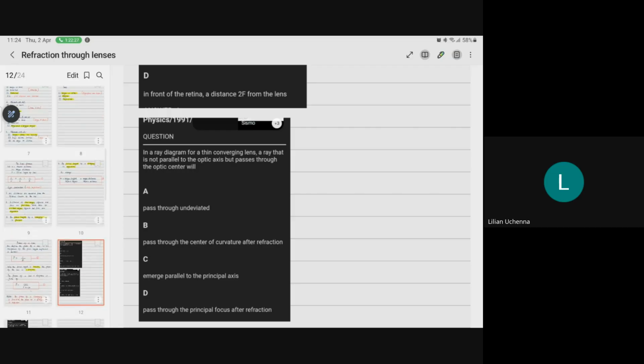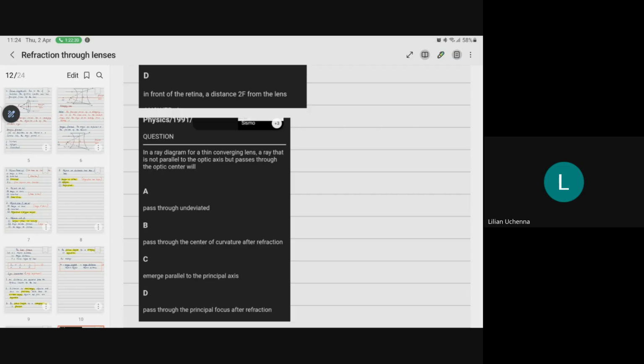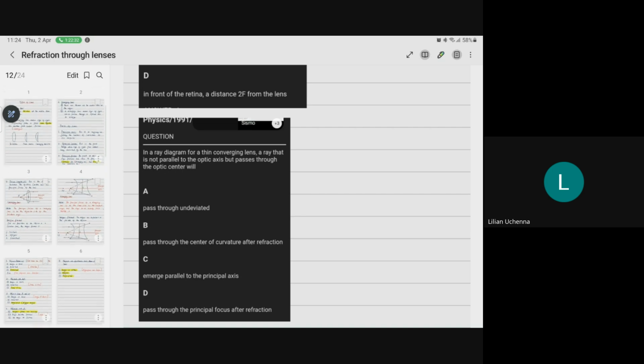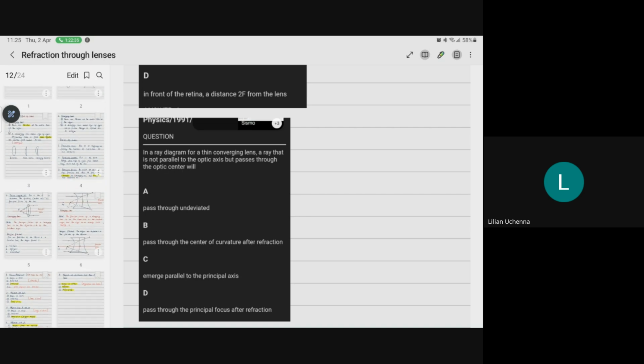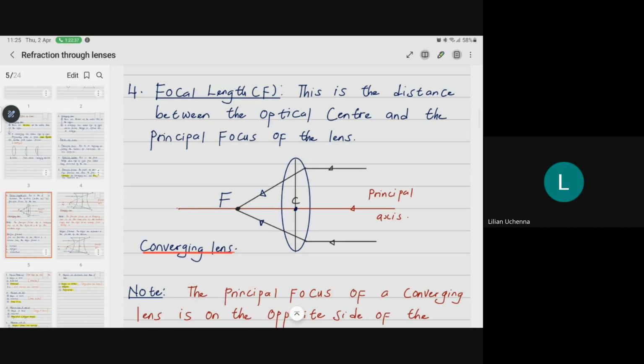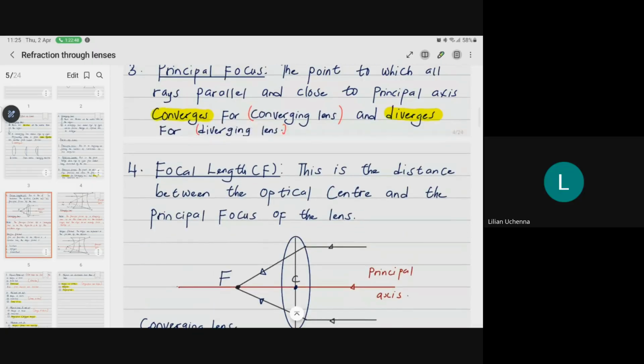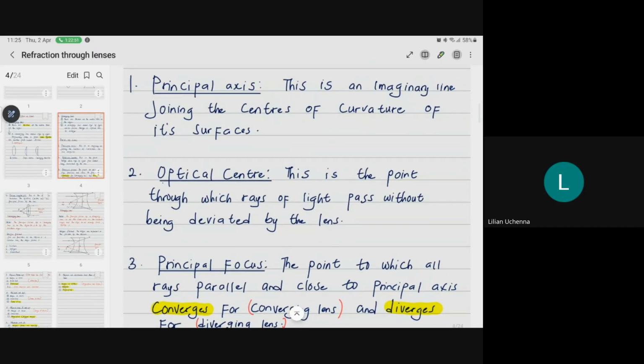Now, can we make reference to our image? They said it's not parallel, but it passes through the optical center, right? So let's look at it. Can you mute yourself now, Lillian? All right. Now, this is what we have. And remember what I told you about the converging lens, right? This is the point through which rays of light pass without being deviated by the lens.